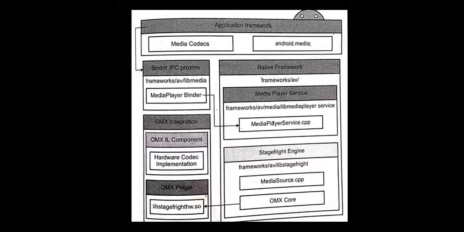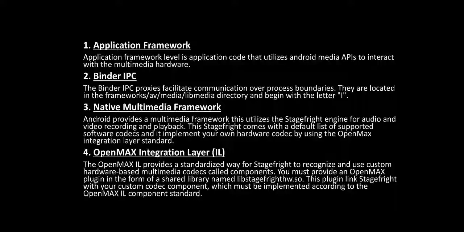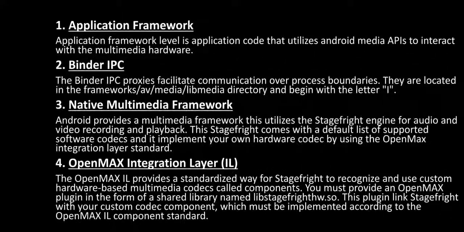Next is the application framework. Application framework level is application code that utilizes the Android media APIs to interact with the multimedia hardware. Binder IPC, that is interprocess communication, proxies facilitate the communication over process boundaries. They are located in the framework av media. Inside media there is a libmedia directory and the names begin with the letter L.